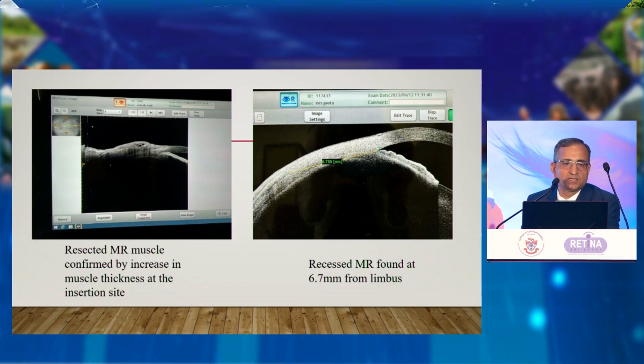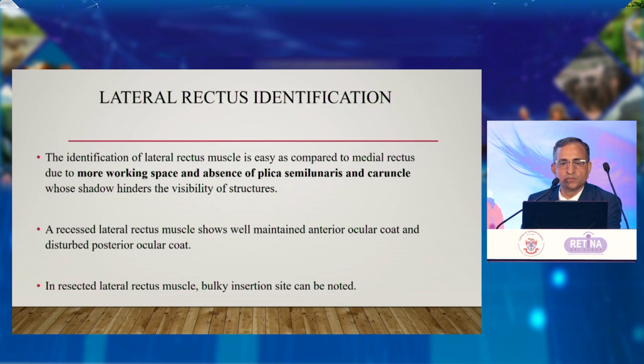So these are the AS-OCT images of the resected medial rectus muscle, which is confirmed by increased muscle thickness at the insertion site. And this is the recessed medial rectus muscle, which is found at around 6.7 mm from the limbus.